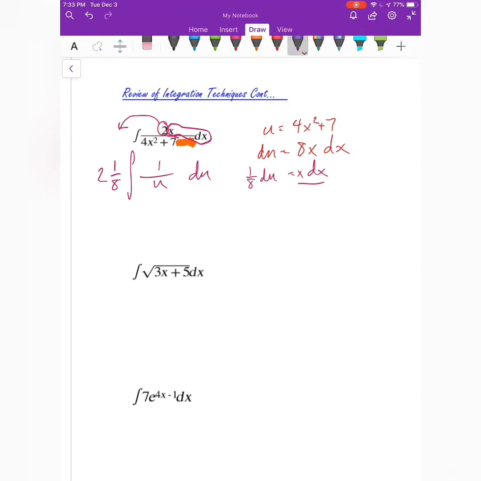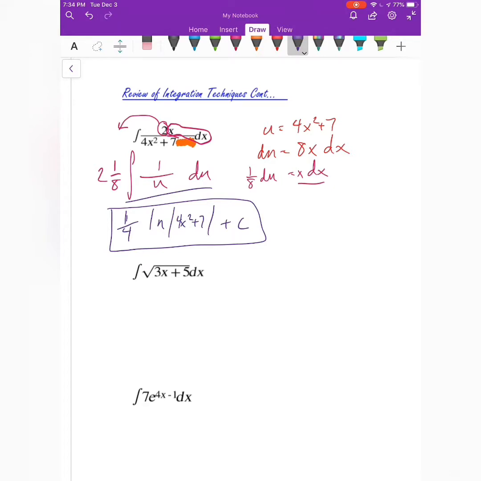So do the integration, well, that's just ln of the absolute value of u, right? And out front you have 2 over 8, really. So that's going to end up being 1/4. Plug your u back in, and you have your plus c. And there's your answer.